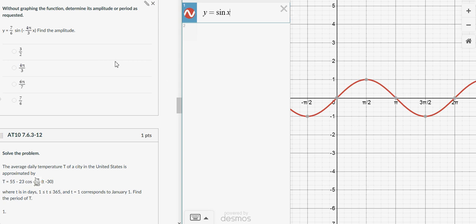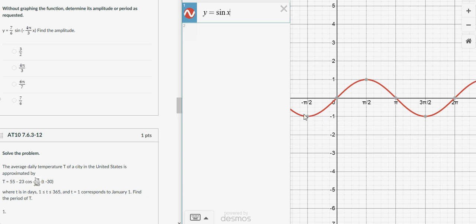In this example, we want to find the amplitude. The expression here sounds complicated. That's y equals 7 over 6 times sine negative 4 pi over 3 times x.